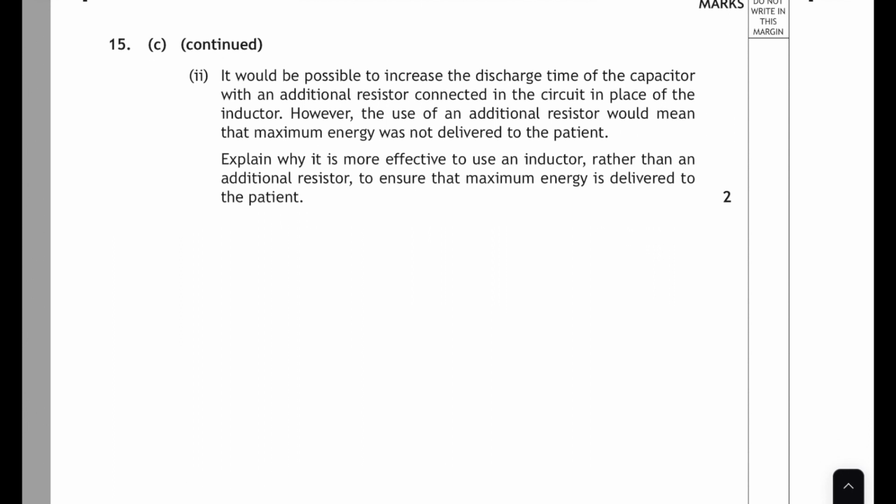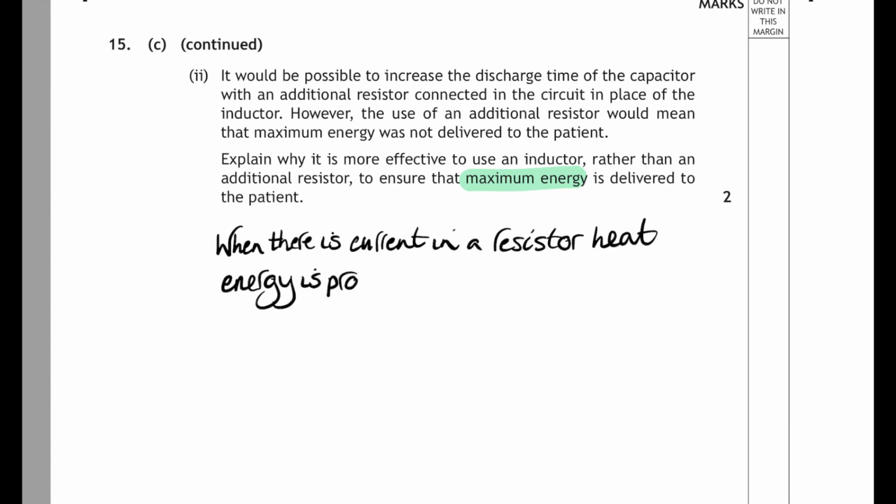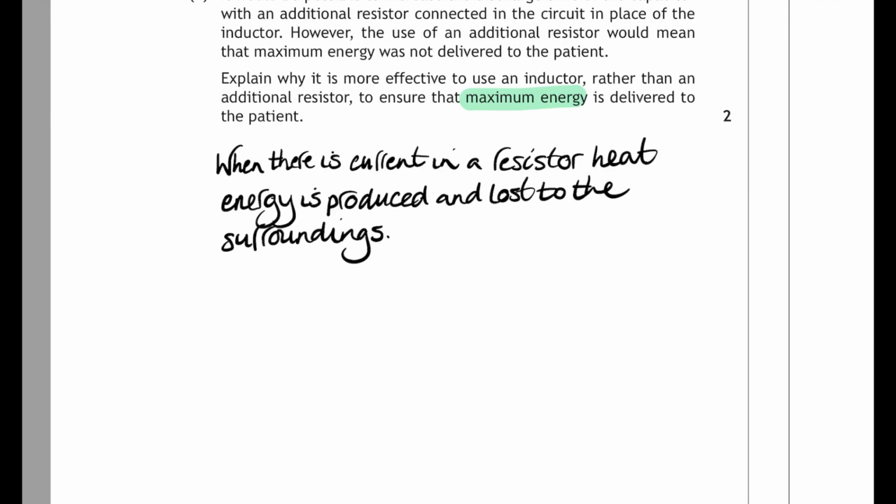Okay, 15C part 2. It would be possible to increase the discharge time of the capacitor with an additional resistor connected in the circuit in place of the inductor. However, the use of an additional resistor would mean that maximum energy was not delivered to the patient. Explain why it's more effective to use an inductor rather than an additional resistor to ensure that maximum energy is delivered to the patient. Well, when there's current in a resistor, heat energy is always produced. So therefore we're going to lose some of the energy to the surroundings.